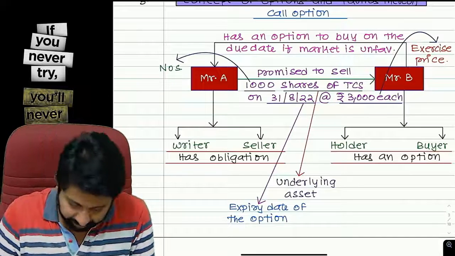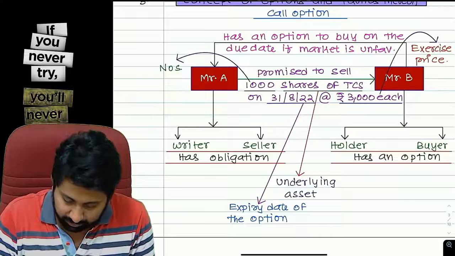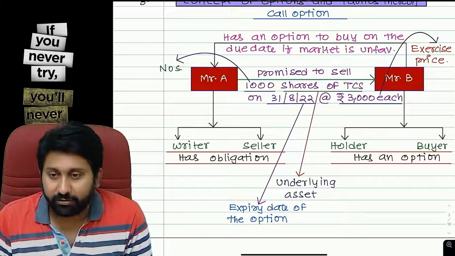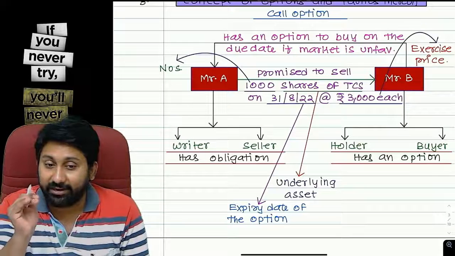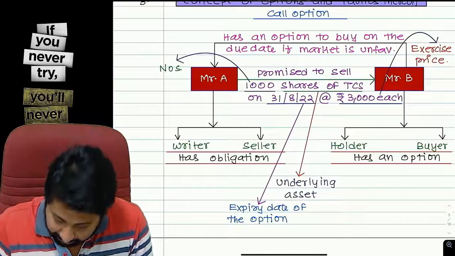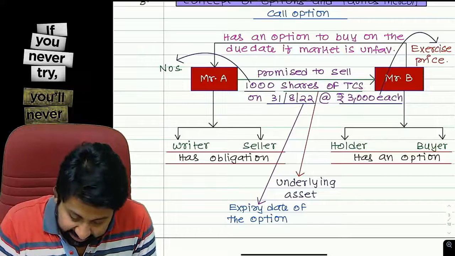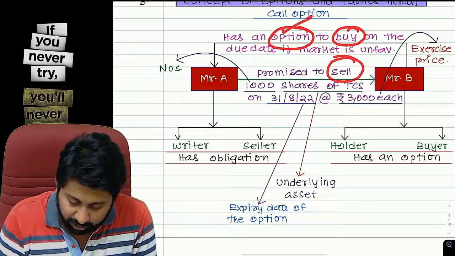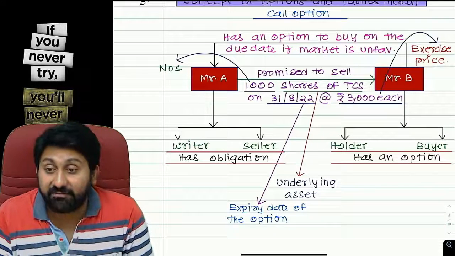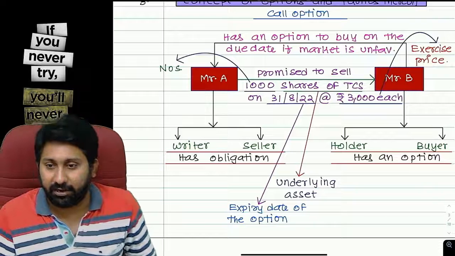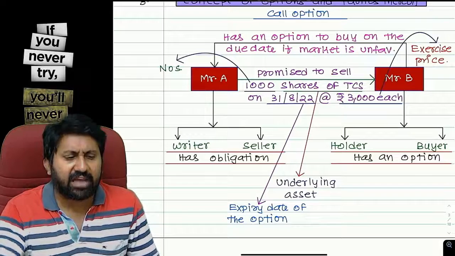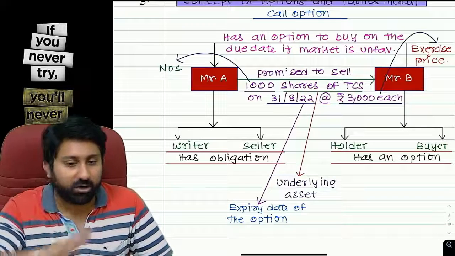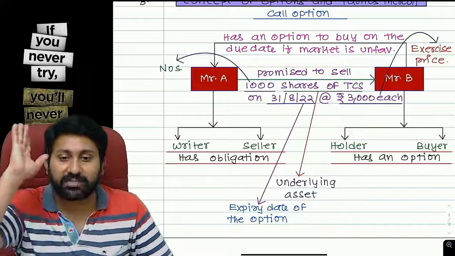How? Let's see. Mr. A promised to sell to Mr. B at how much? 3,000. Now from right to left you see. B has an option to buy. You are selling now, I have an option to buy on the due date if the market is unfavorable. Means what? B has to buy. Buying is inevitable. I can't stop buying. But from whom to buy is a question now.